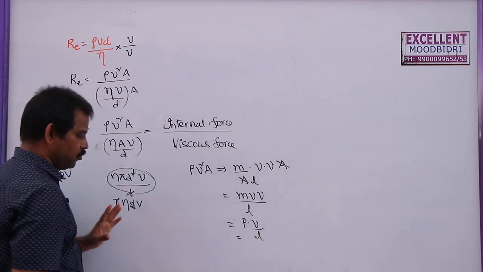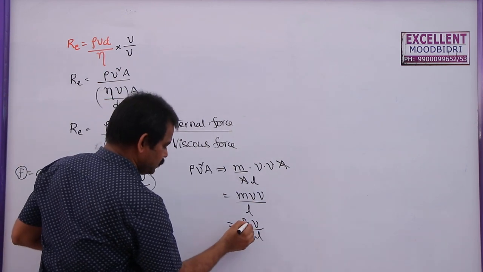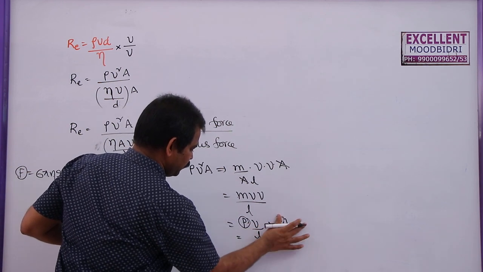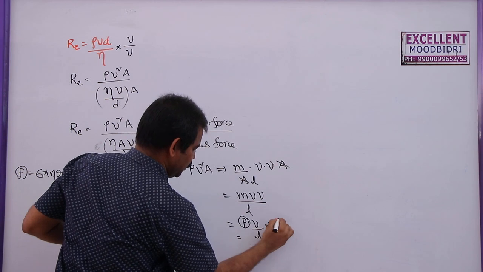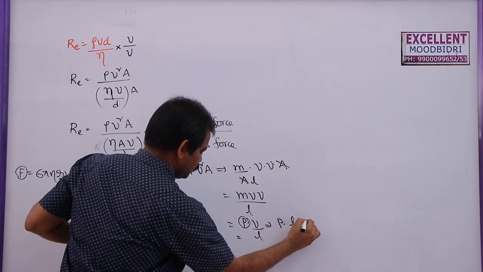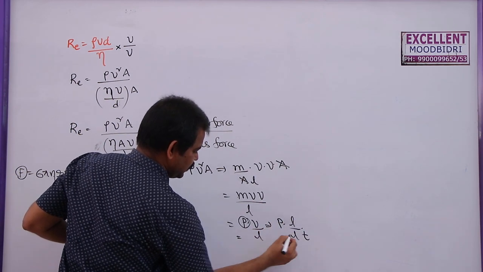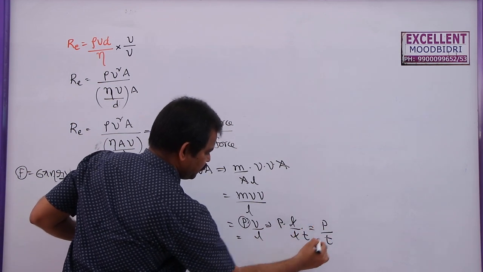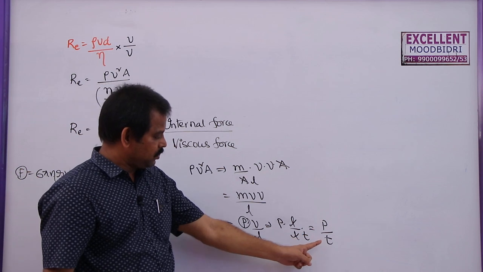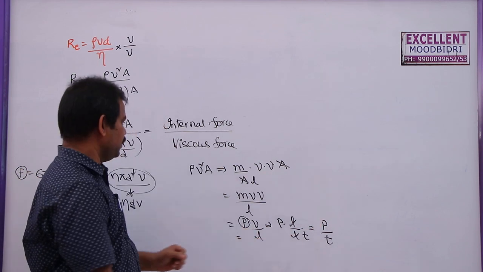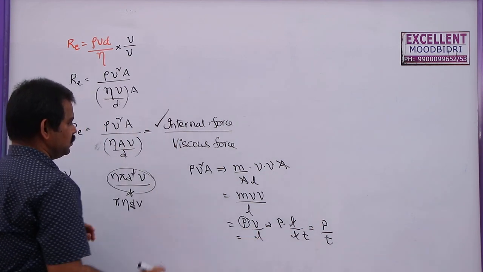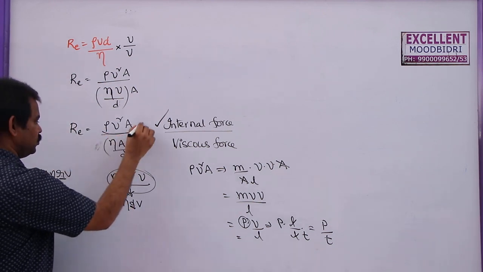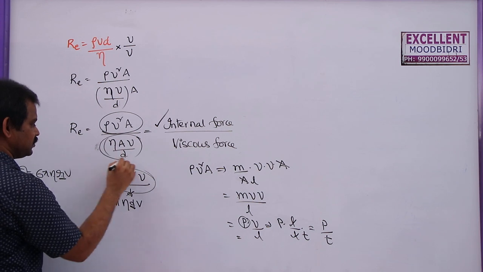We know that force is rate of change of momentum. So this is P. We can write this as m, L by L into velocity is distance by time. Once again this L by L gets cancelled. This is P by T. So what is this P by T? The rate at which the momentum is changing is nothing but inertial force. That's why Reynolds number can be written as the inertial force divided by viscous force.